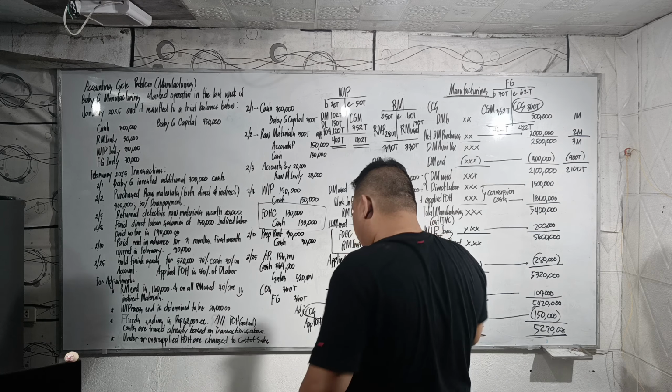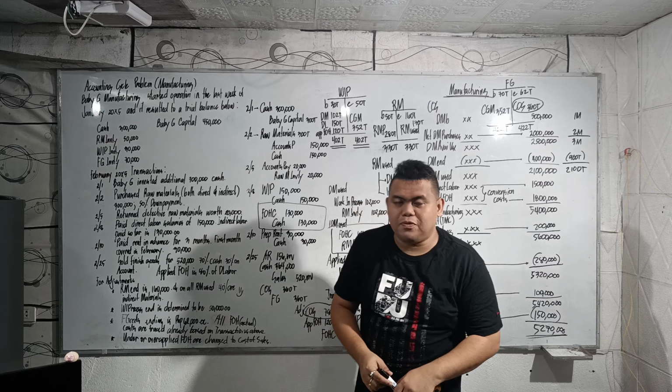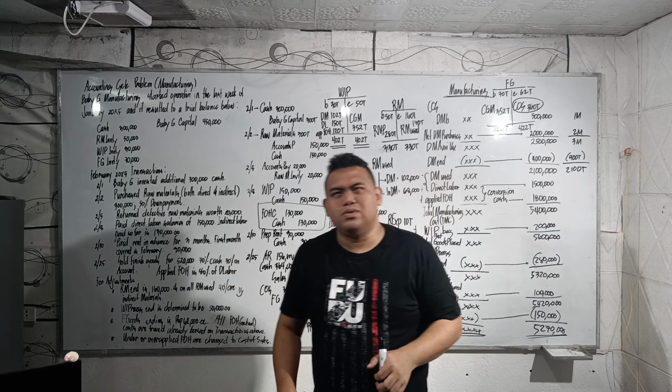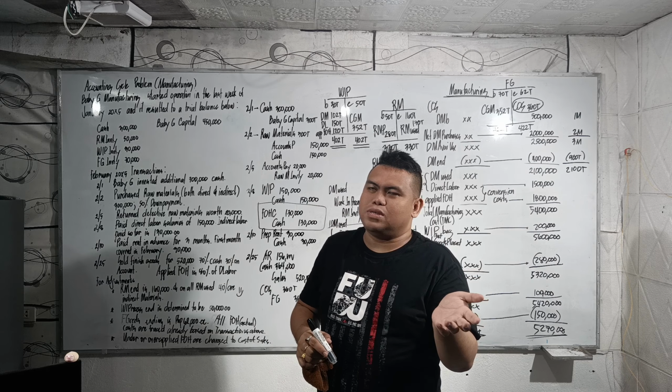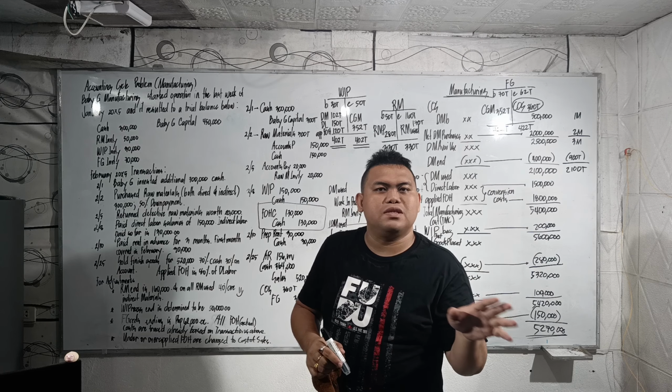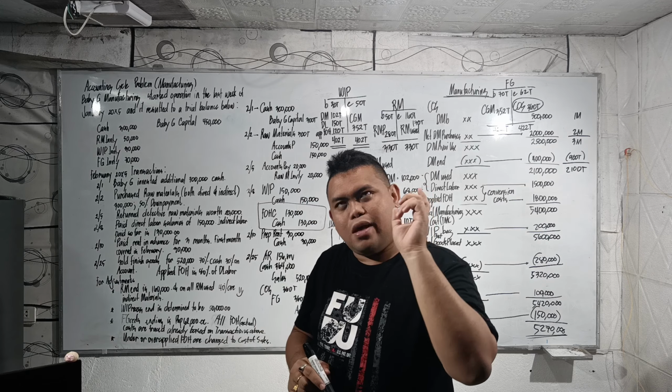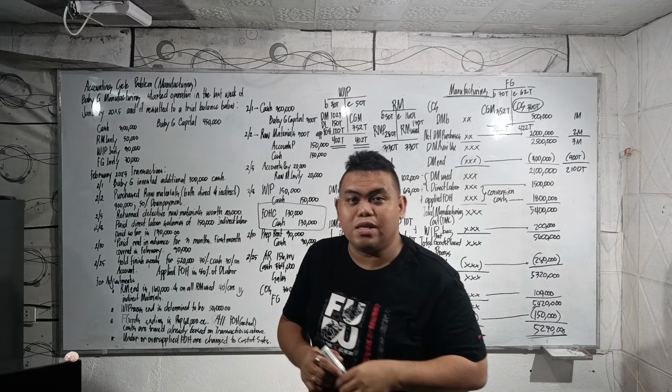So we are still in the manufacturing accounting series. That is what we call cost accounting and reporting in the college levels. It talks about how to account for manufacturing entities.